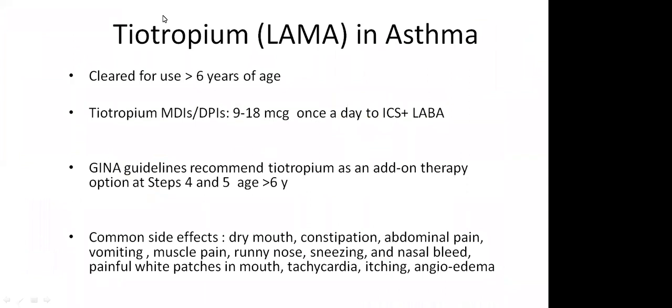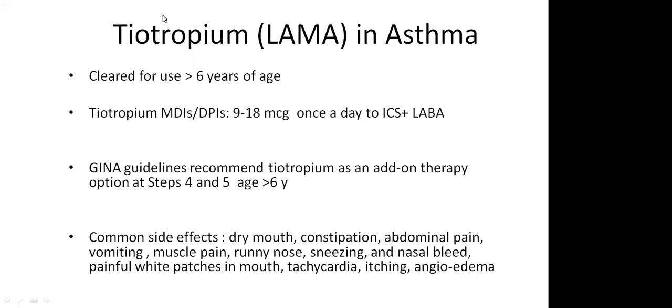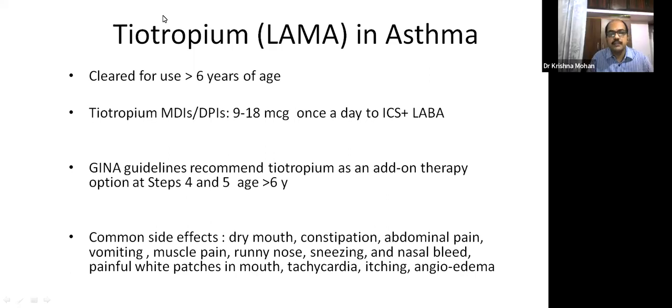Now coming to a few details about the drugs which I have mentioned. Tiotropium is a long-acting muscarinic antagonist, so it is advised for use from the age of 6 years now. And it is just like atropine. Atropine is a short-acting muscarinic antagonist, and this is a long-acting muscarinic antagonist. So the common side effects will be almost like atropine: dry mouth, constipation, abdominal pain, etc. So that is about tiotropium.